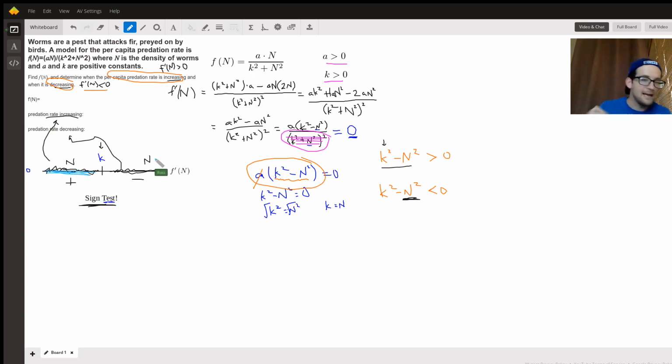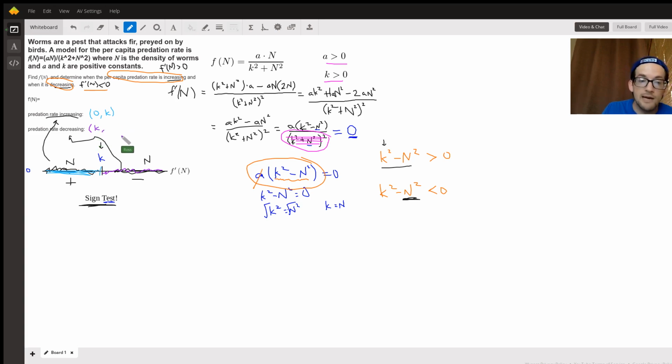Our interval can't go less than 0, right? We can't have less than 0% worms. So we're going to start the interval at 0, and it's going to go up until k. At k, our interval goes from positive derivative values to negative. And that's where we'll pick up the second interval. Starting at k and going on, our derivative values are negative, so the function, our predation rate, will be decreasing. So that'll start at k, and it'll end.